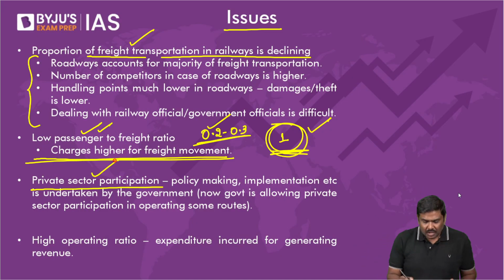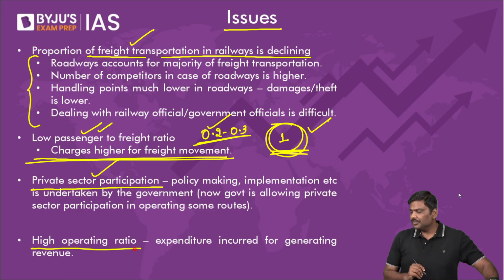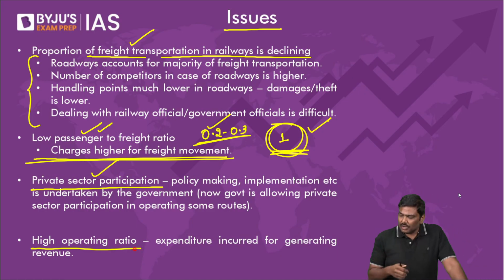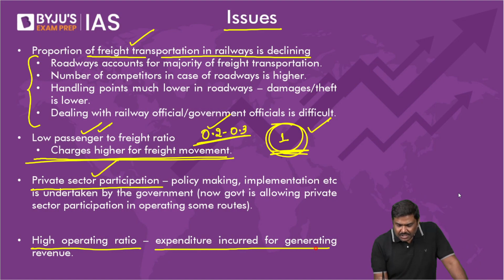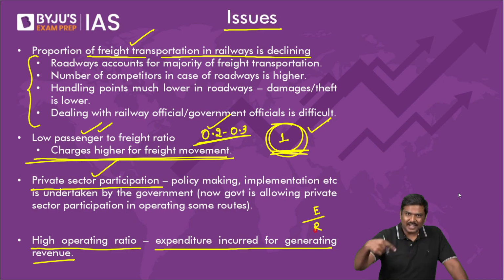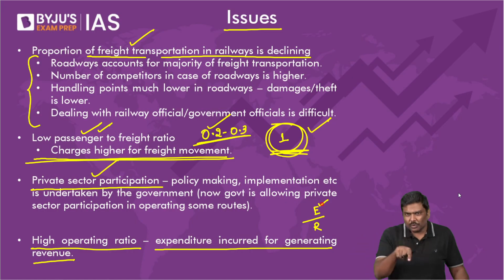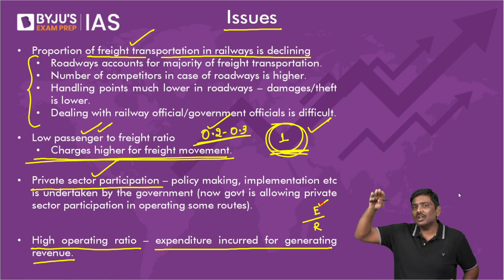Okay, done. Next, high operating ratio. Right, have a look at this. The expenditure that is incurred for generating revenue. What is high operating ratio, or what is operating ratio? It is the ratio of how much expenses you will incur to generate revenue. Now please think of it and let me know. Let me check how does your CSAT actually work. How does your mind think? If this is the ratio, how much expenditure you are incurring to generate revenue, if this is operating ratio, what would you prefer? A high operating ratio or a low operating ratio?